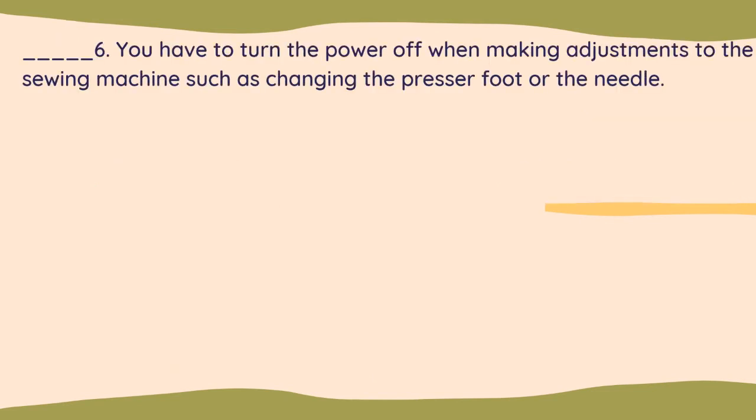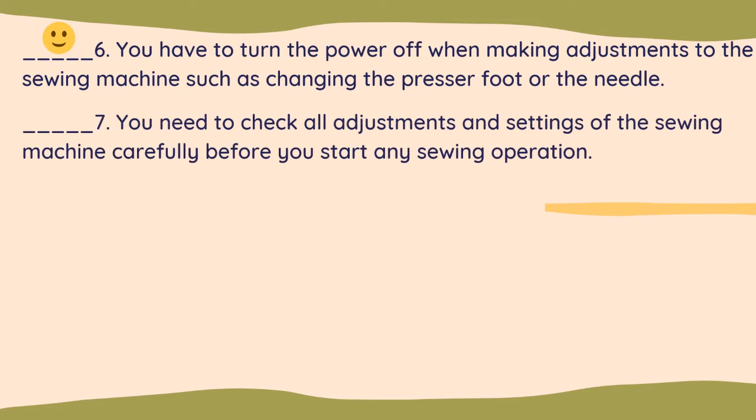Question number 6. You have to turn the power off when making adjustments to the sewing machine, such as changing the presser foot or the needle. So the correct answer is smile. For question number 7, you need to check all adjustments and settings of the sewing machine carefully before you start any sewing operation. So the correct answer is smile.